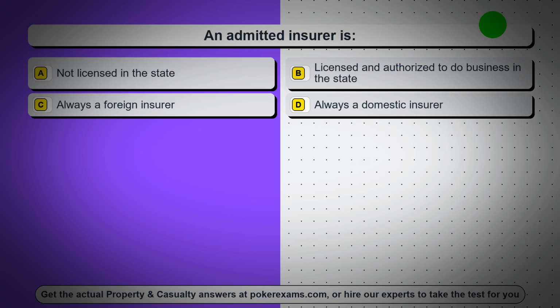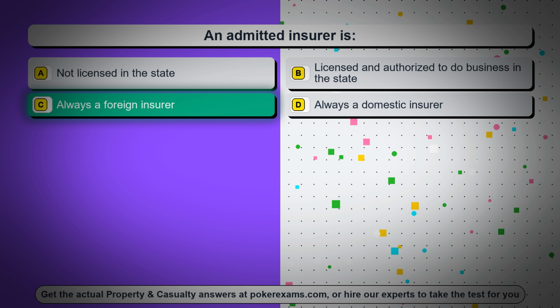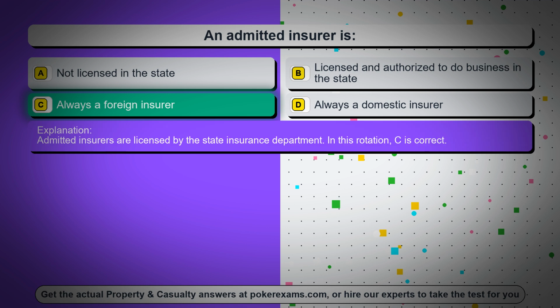Question 97. An admitted insurer is: Option A, not licensed in the state. Option B, licensed and authorized to do business in the state. Option C, always a foreign insurer. Option D, always a domestic insurer. The correct answer is option C, always a foreign insurer. Admitted insurers are licensed by the state insurance department. In this rotation, C is correct.